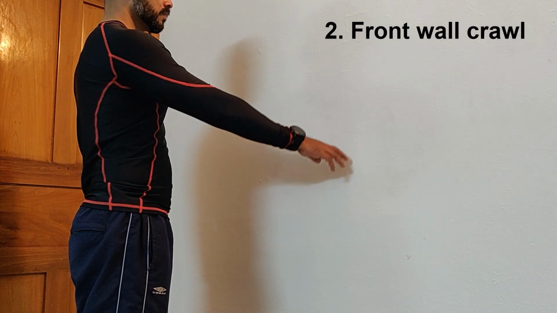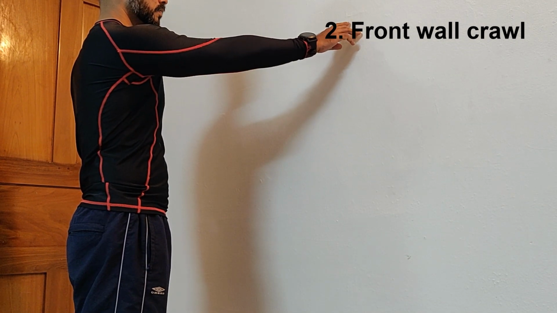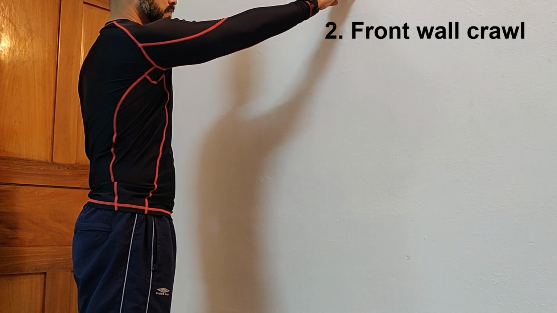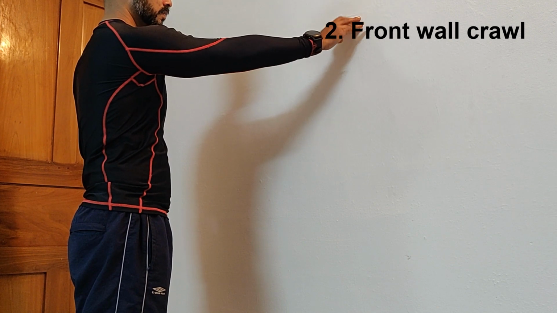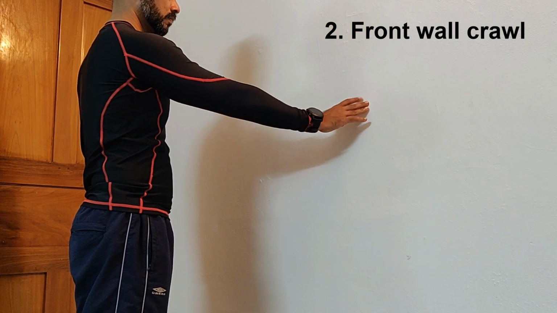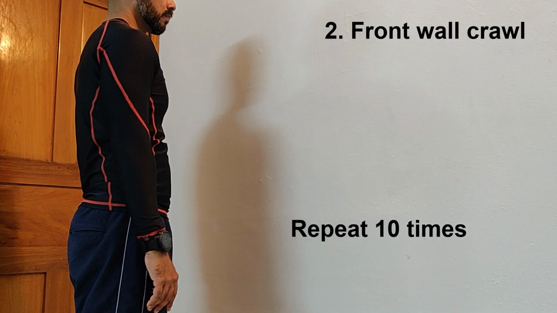Here what you have to do is to stand a couple of feet away from the wall, facing the wall, place your hand on the wall and then crawl your fingers up. And as you do so, you may even want to move closer to the wall, but if you can't, it's okay. Move as high as possible and then bring your fingers down on the wall and back to the side. You can repeat it a few times.